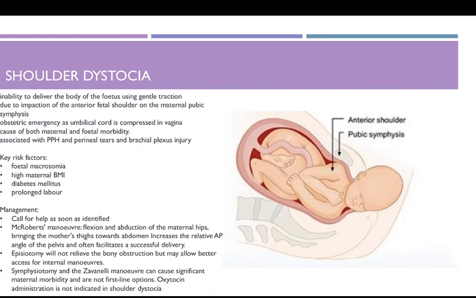An episiotomy will not relieve the bony obstruction, but it may allow for better access to internal manoeuvres. So basically, you can do an episiotomy, but that's not going to relieve the place where the shoulder's gotten stuck. But it may allow you to access and internally manoeuvre the fetus.